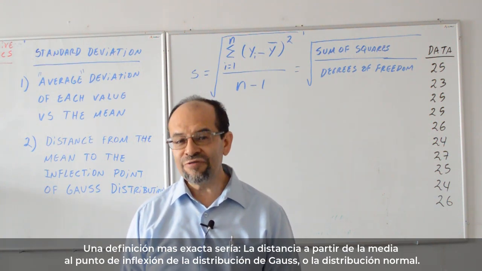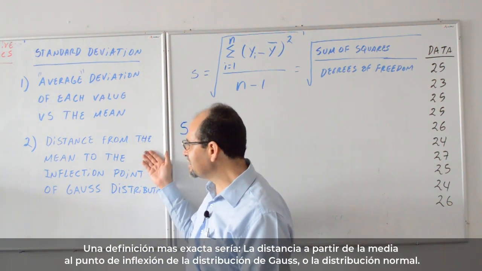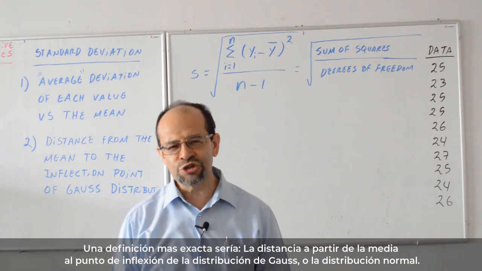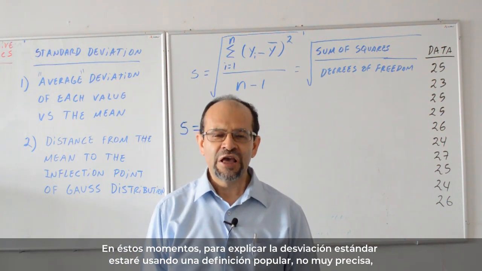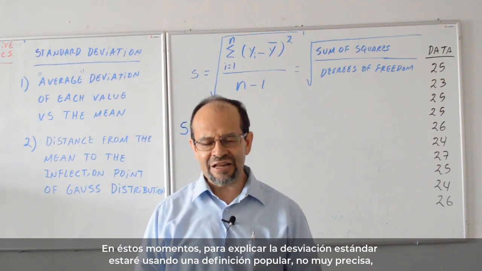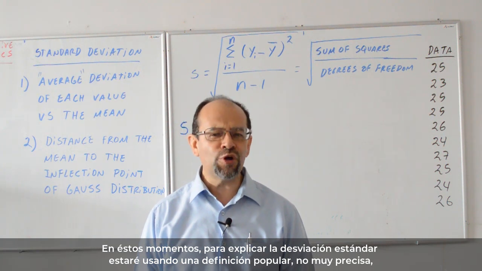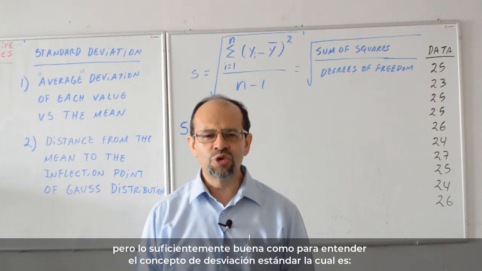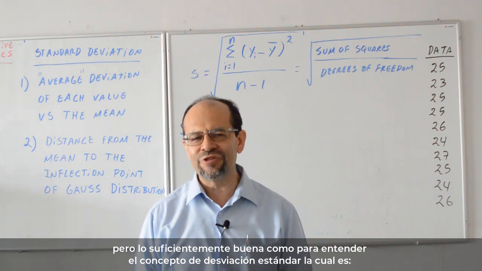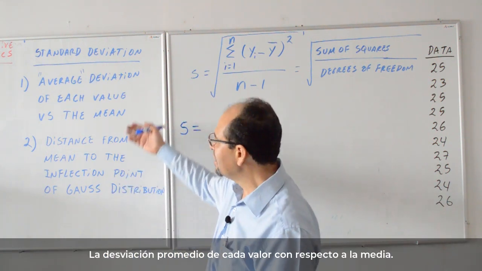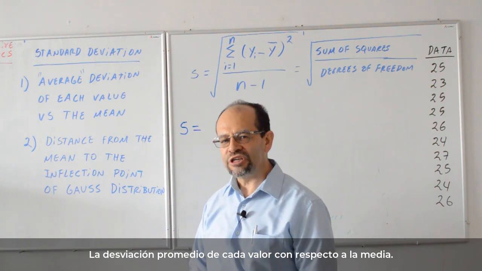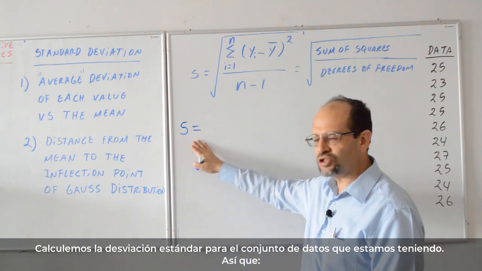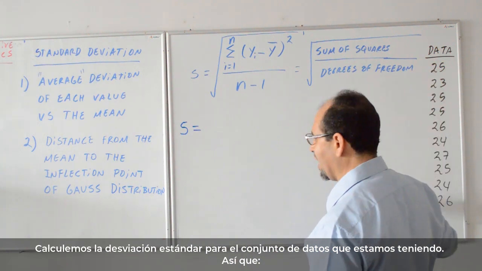A more accurate definition will be the distance from the mean to the inflection point of the Gauss distribution or the normal distribution. Right now, to explain the standard deviation, I will be using a popular definition, not very accurate, but it will be good enough to understand the meaning of the standard deviation, which is the average deviation of each value against the mean. So let's calculate the standard deviation for the set of data that we are having.